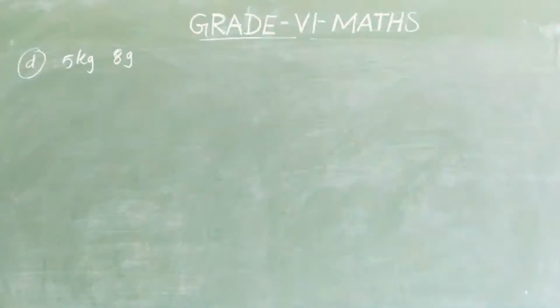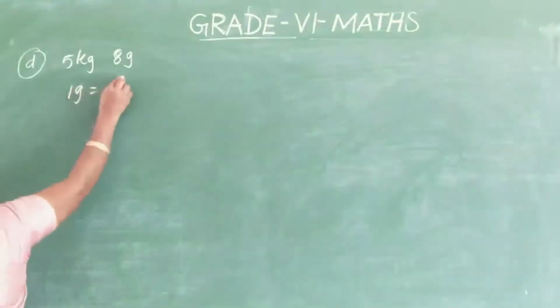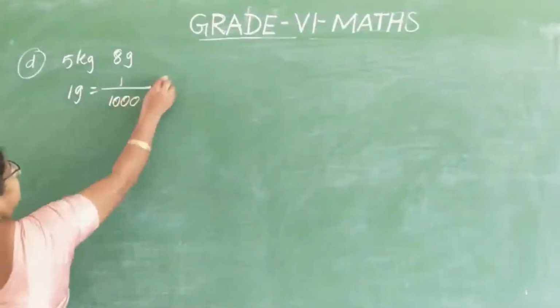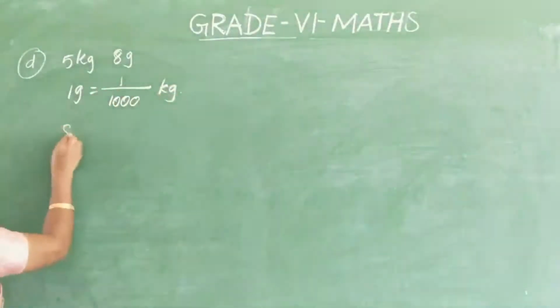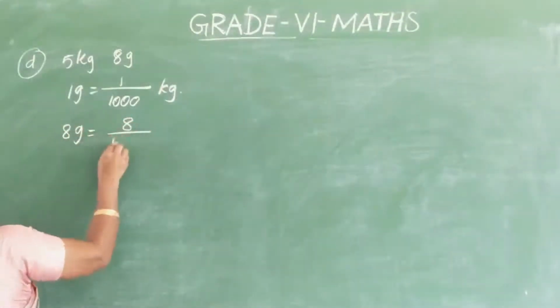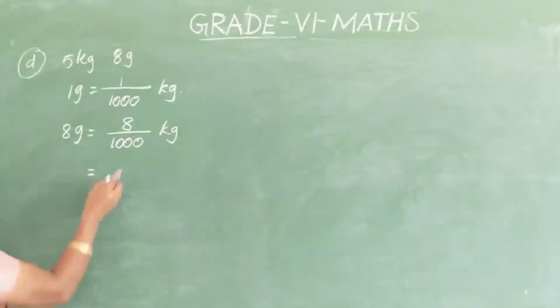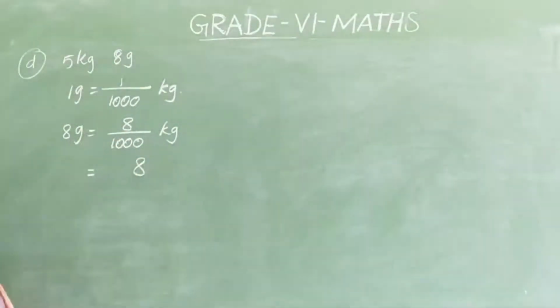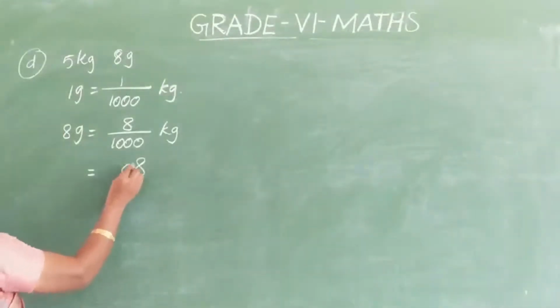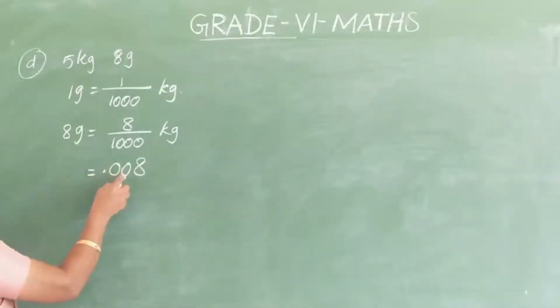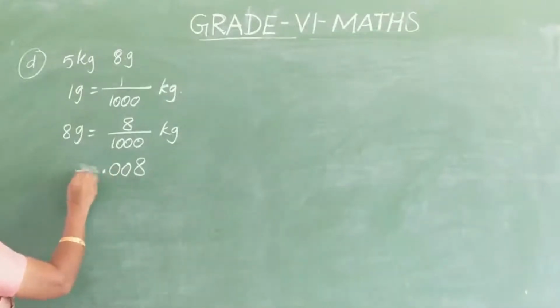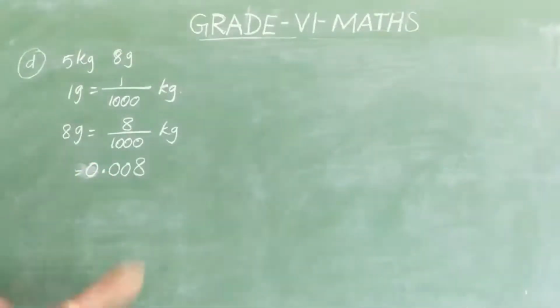Then, kilogram we keep as such, we convert gram to kilogram. So first, 1 gram equal to 1 by 1000 kilogram. So 8 gram equal to 8 by 1000 kilogram. Now write in a decimal form: 8. Before 3 digits we keep point. 1 digit, then for second we put 0, 2, 3. Then point. Whole number what? Nothing. So put 0.